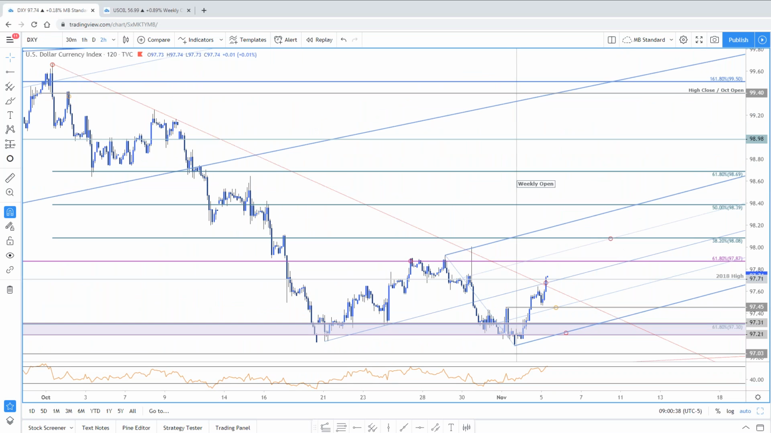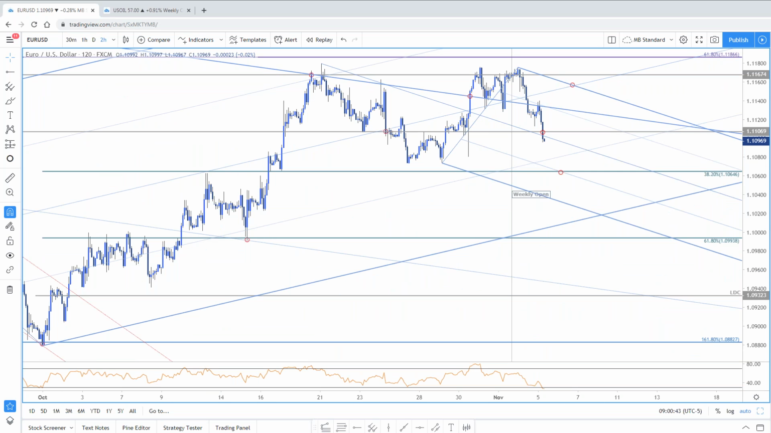Looks like DXY is making a little bit of a push. 97.87. Yeah, there's room. Any questions here on euro?